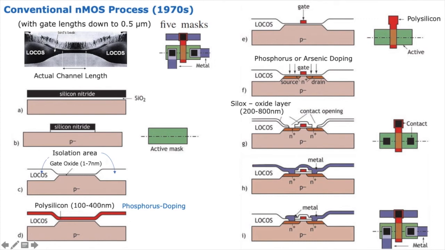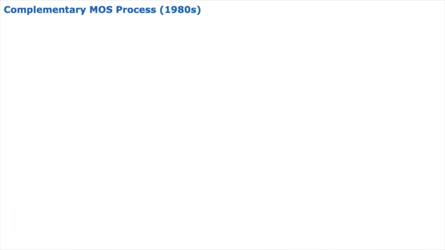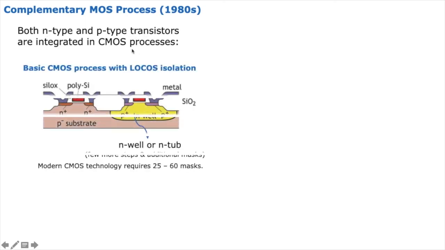Now all you see is you fabricate the device, but there are two separators, low cost separators. Now later, sometime in the 1980s, you have complementary MOS, that's the CMOS, right? And the advantage of CMOS is that in the same substrate you can have both N-type and P-type transistors, which can be integrated in this CMOS process.